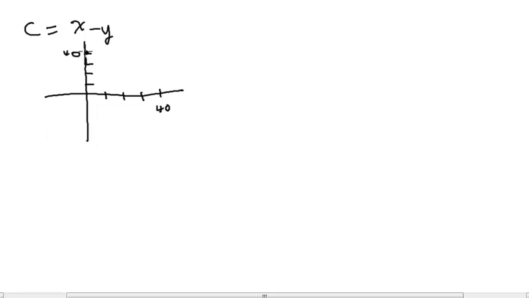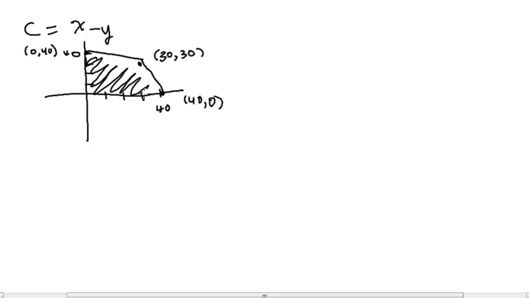So we have a point here at (0, 40), a point at (40, 0), and another point at (30, 30). These points define the vertices of this polygon that would come from our constraints. This area inside here is called the feasible region. In this particular example, the feasible region is already given.